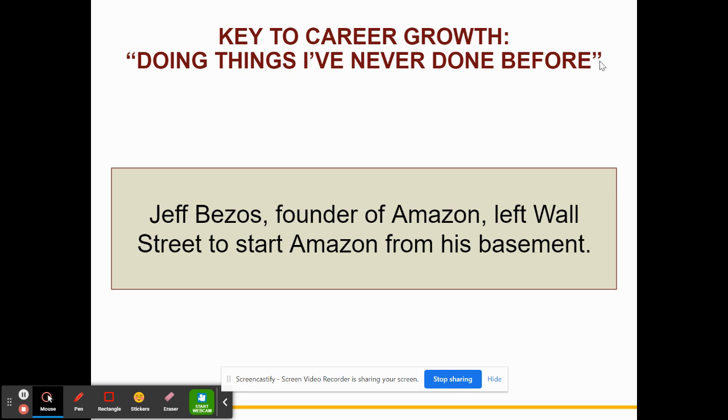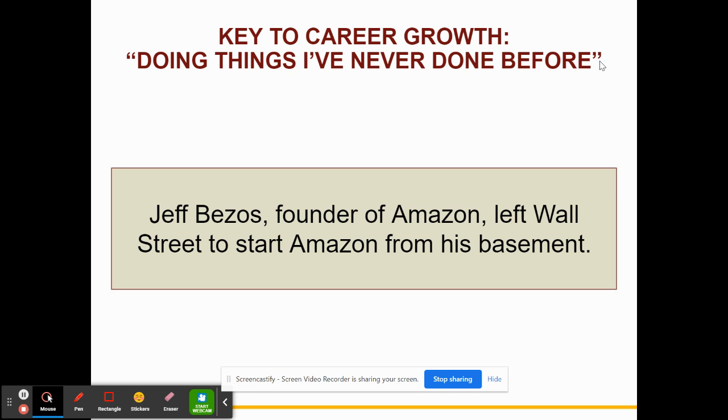He left that job. He set sail, went somewhere he had never gone before, and he started Amazon from his basement, right? And for those of you who do not remember, Amazon started out as a book company. So imagine him leaving Wall Street as a banker to start a book company called Amazon from his basement. And of course, now we understand how Amazon has grown since then.